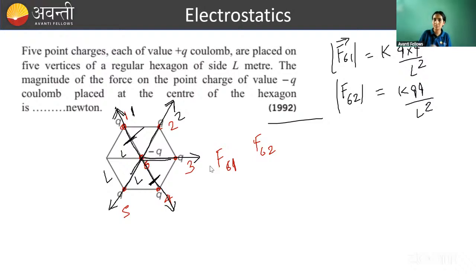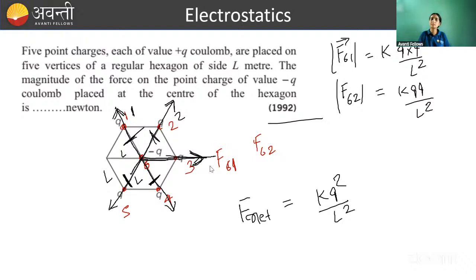So they will get cancelled. Similarly, force 2 and force 5 will get cancelled. So this got cancelled. There is only the third force remaining. So net force acting on charge 6 will be equal to how much? It will be equal to kq square by L square. And its direction will be pointed towards the third particle.